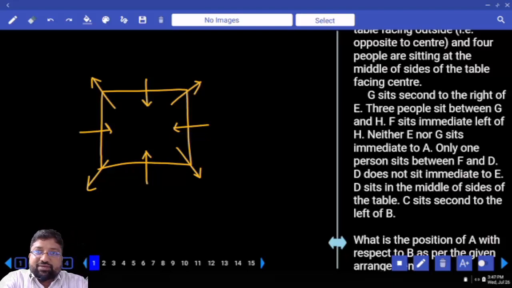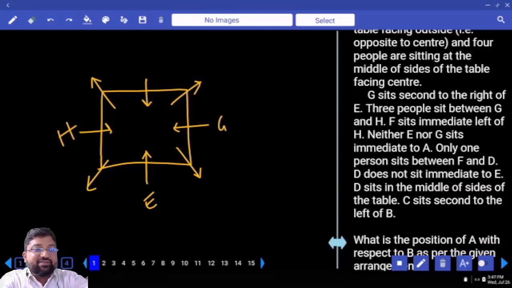But remember one thing, you should never make such mistakes here. Read the first line, G sits second to the right of E. G is sitting second to the right of E, meaning how many persons between E and G? One person. Right? So if E is in the corner, G is also in the corner. If E is in the middle of the side, G is also in the middle of the sides. Next point, 3 persons are sitting between G and H. When 3 people are sitting between G and H, they are sitting in the opposite places. Right? For example, if this is E, for example, if this is G, this has to be H.